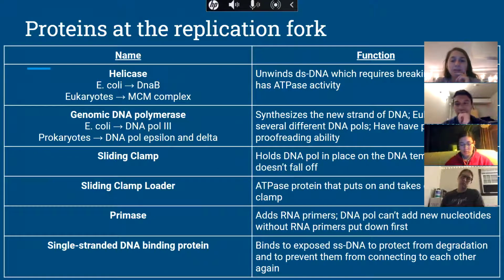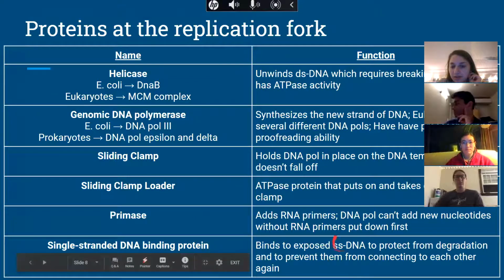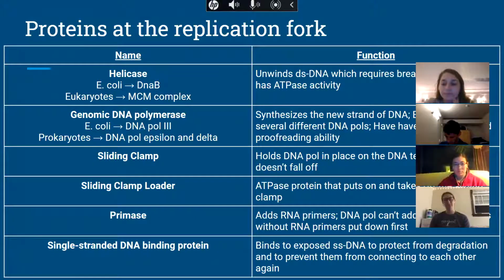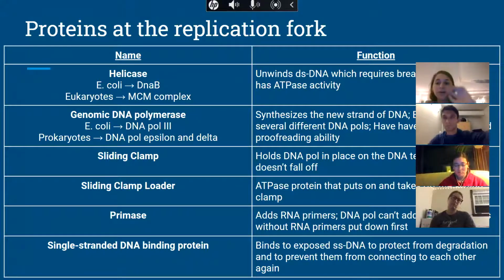This is our summary slide of all the proteins that you need to know at the replication fork. First, we have the helicase, which we talked a little bit about. It unwinds dsDNA, which means double-stranded DNA, into ssDNA, single-stranded DNA, and this requires the breaking of hydrogen bonds. If you remember from our structure slides, you have those hydrogen bonds between each base pair. The way it moves along is through ATPase activity: it uses the hydrolysis of ATP to move along each strand.